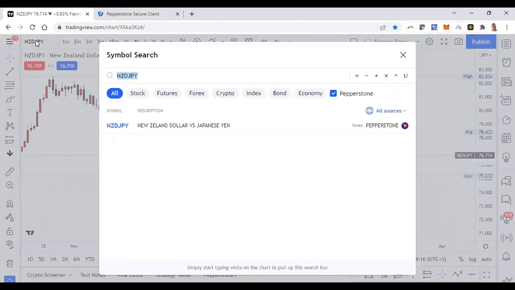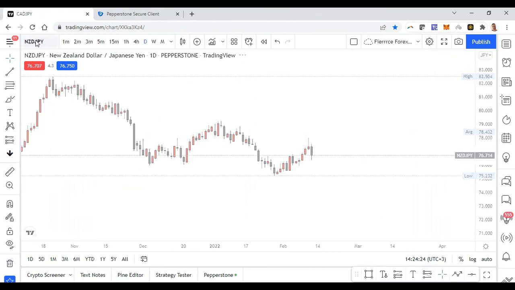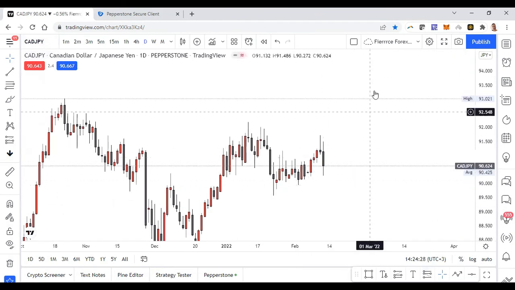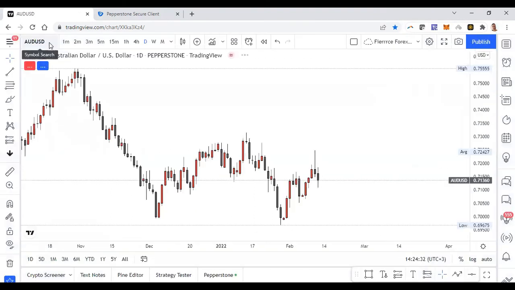So maybe I can look at CAD JPY. I guess CAD JPY will be looking the same as NZDJPY. Retest a demand zone and possibly continue to the upside. Let me look at AUDUSD.